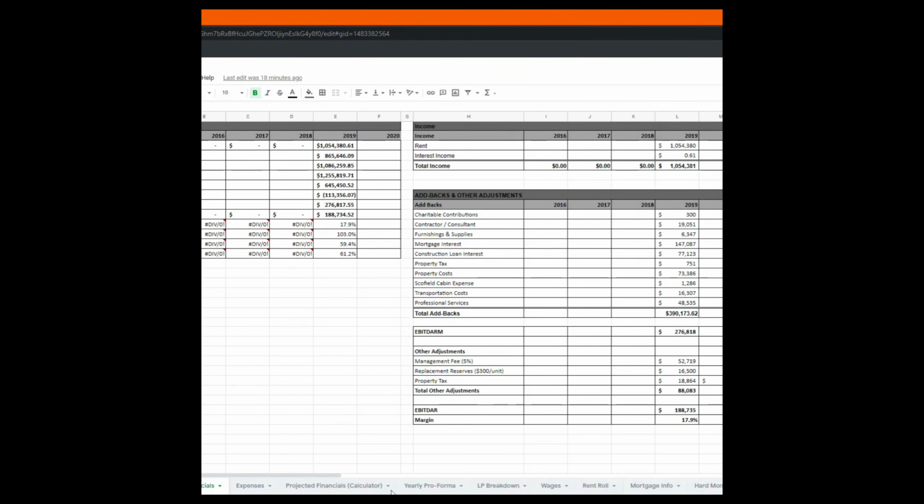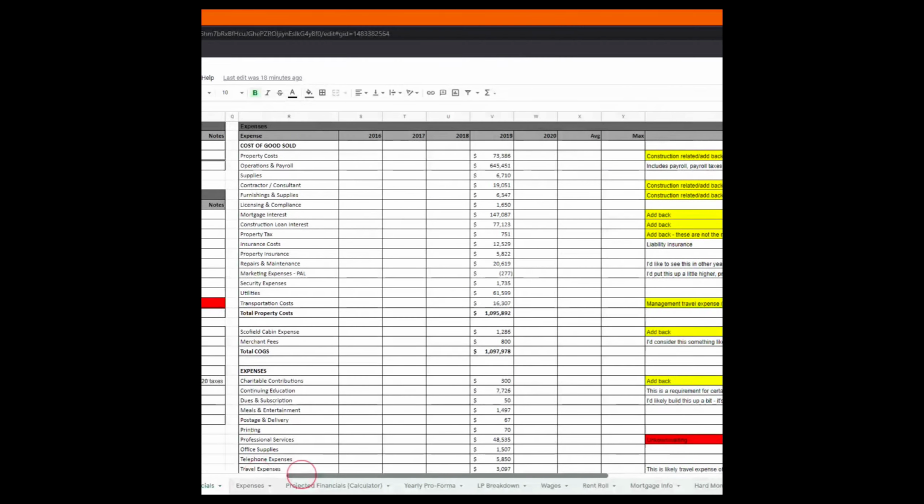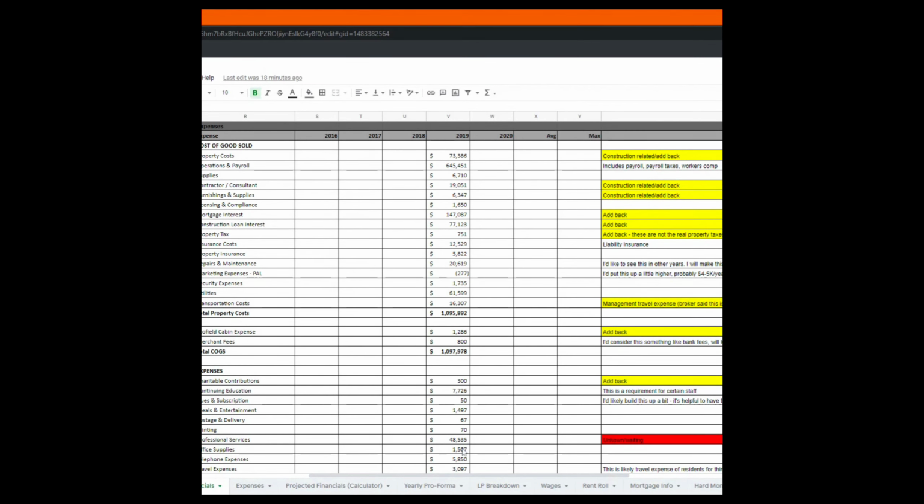I'm going to move some of these things around while I'm talking, but we are going to start here at the past financials tab. In here, this is where you're going to grab the past financials from the seller. So you're going to put in, over here, we'll scroll over, the different expenses. They're going to give you line items. These numbers are from an actual facility. I can't remember which one it was or how big it was, but it gives you an idea. And then I put in here a construction related add back.